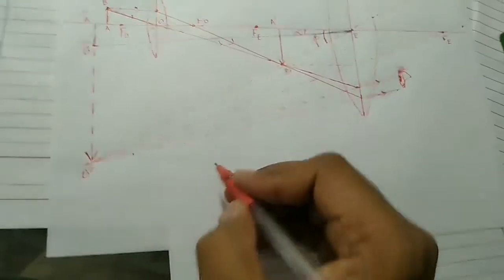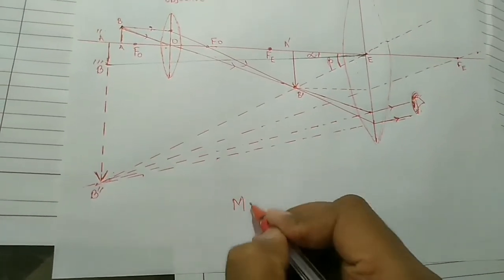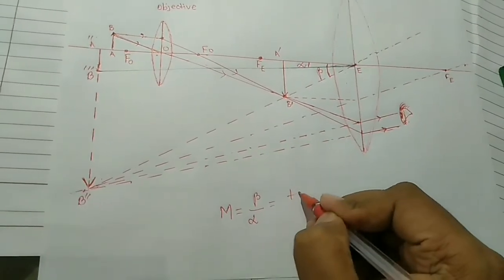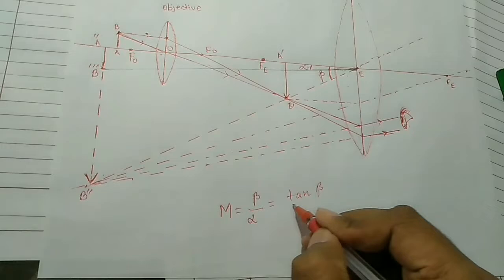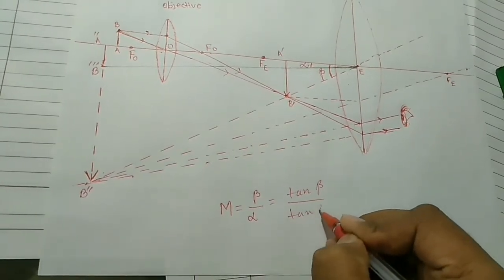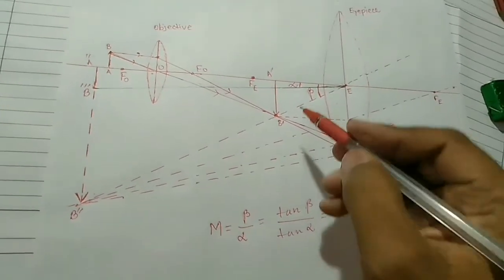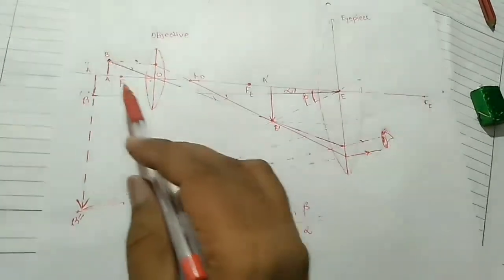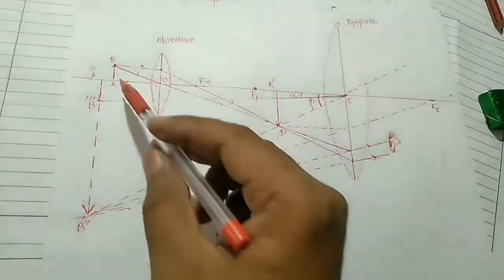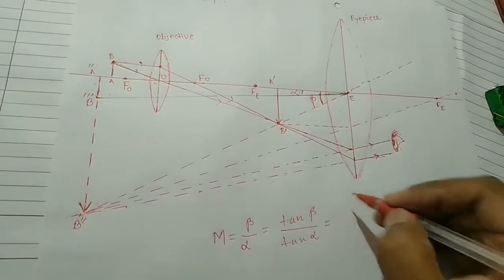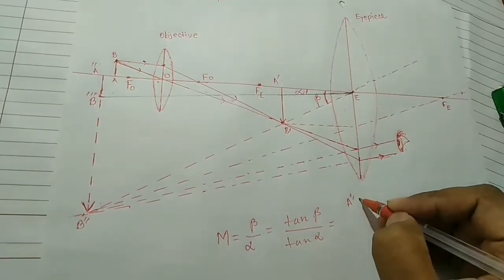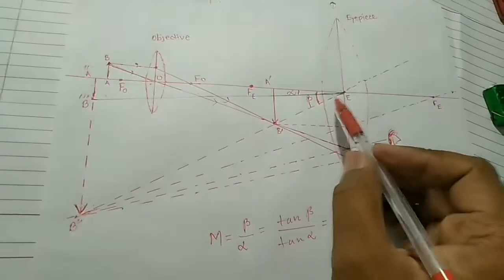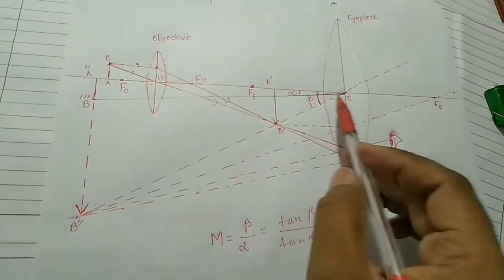Now what we have to do is just find the magnifying power. I'm just writing here, magnifying power is equal to beta upon alpha. I used to say this is a very small angle. So what we will write is tan beta over tan alpha. Now what to do? Beta, see here, the complete angle beta, is perpendicular upon base. What is the perpendicular here? A double dash B double dash. I'm writing here, A double dash B double dash, divided by the base, A double dash E. What is A double dash E?